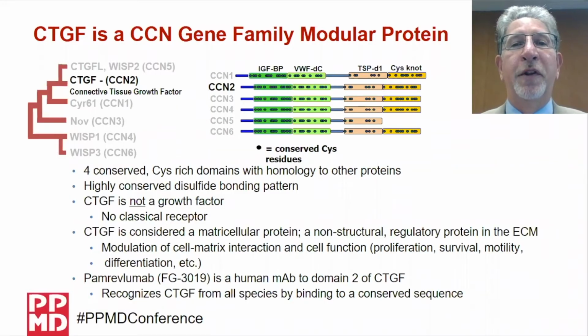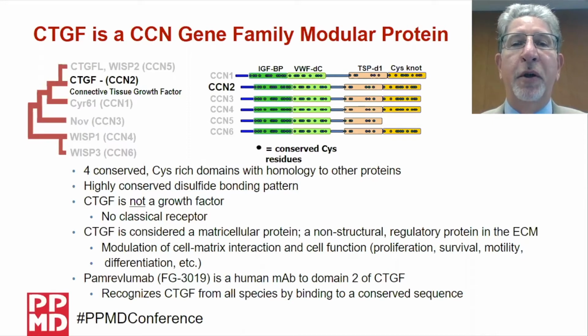CTGF is a member of a small family of proteins known as CCN proteins. They're characterized by having 4 domains, each of which has homology to other proteins, and a highly conserved disulfide bonding pattern shown by the black dots within each of the 4 domains. Now, CTGF is an acronym. It stands for Connective Tissue Growth Factor, but it's important to understand that it's not actually a growth factor.